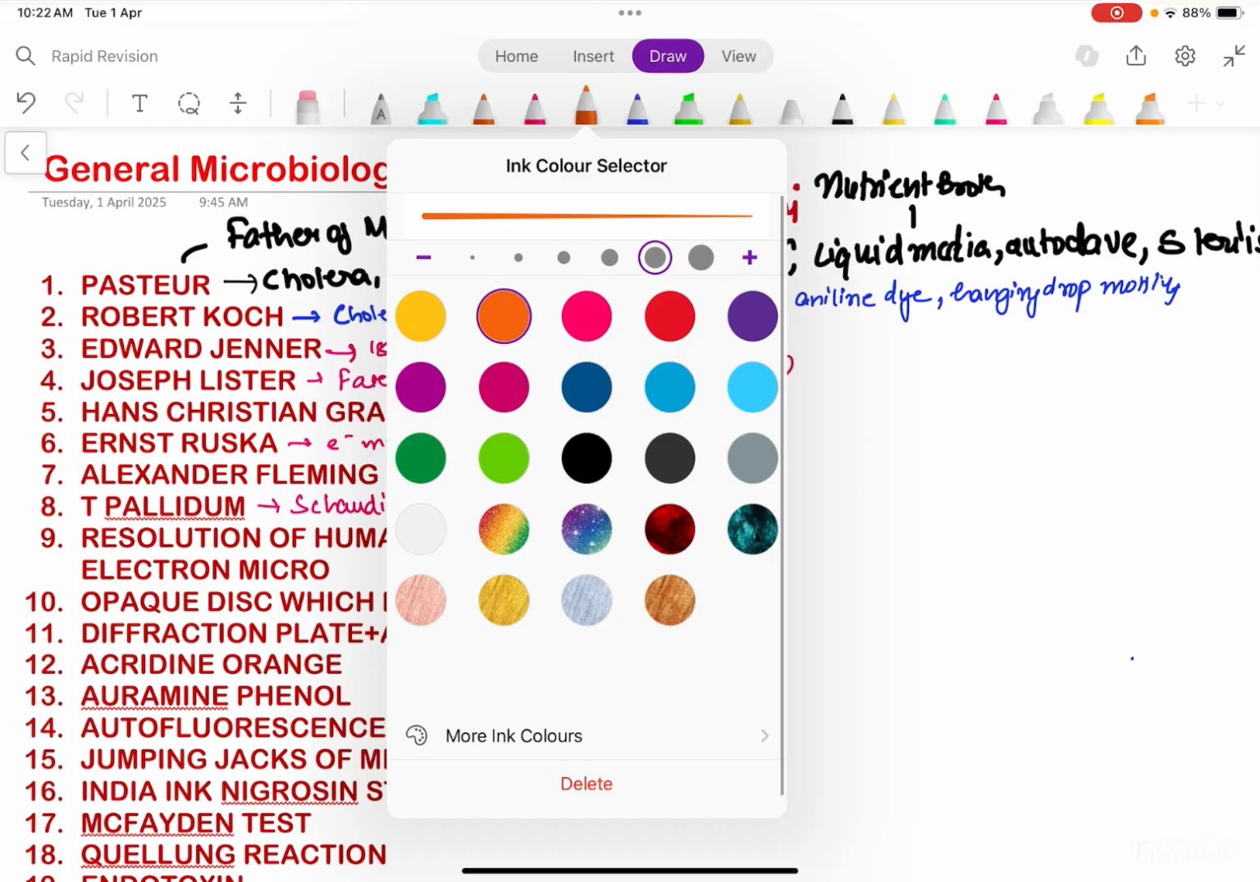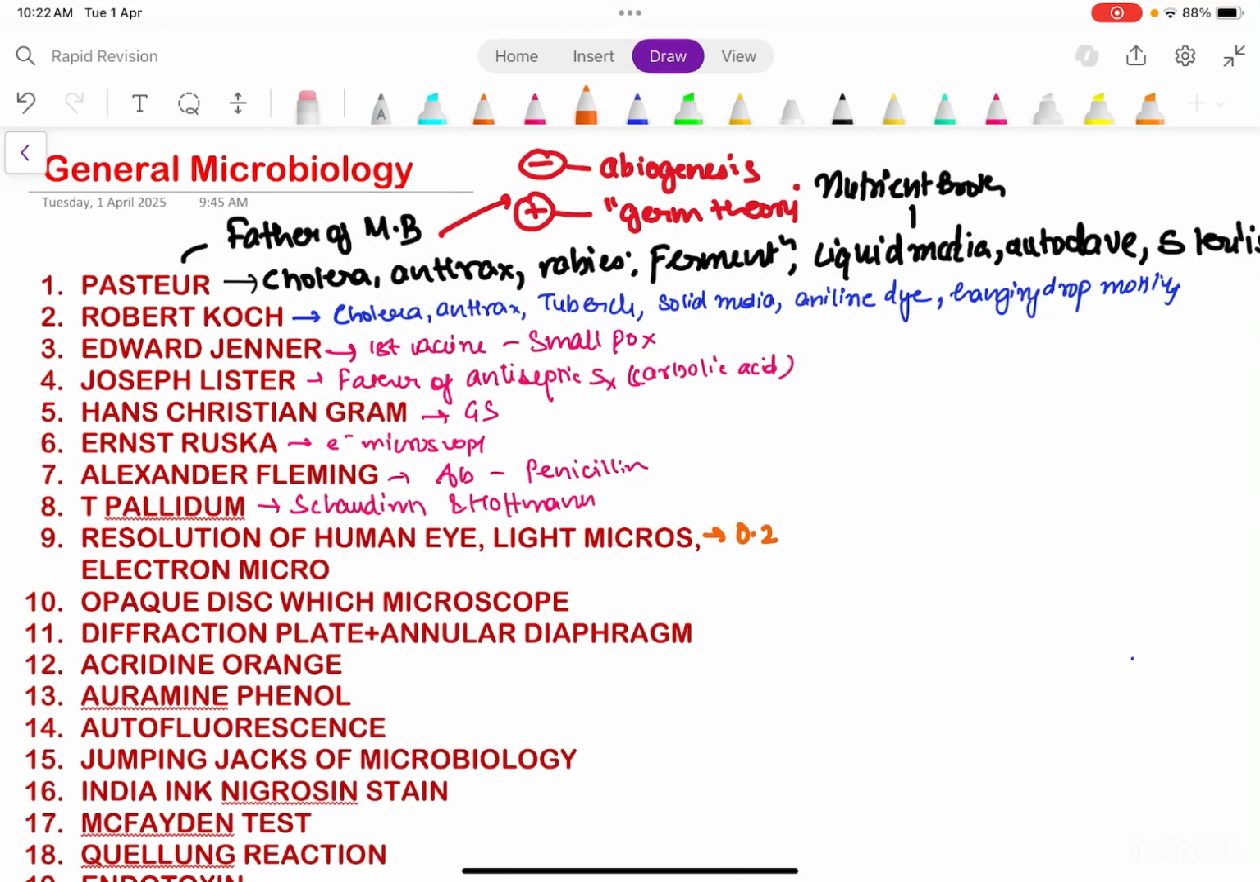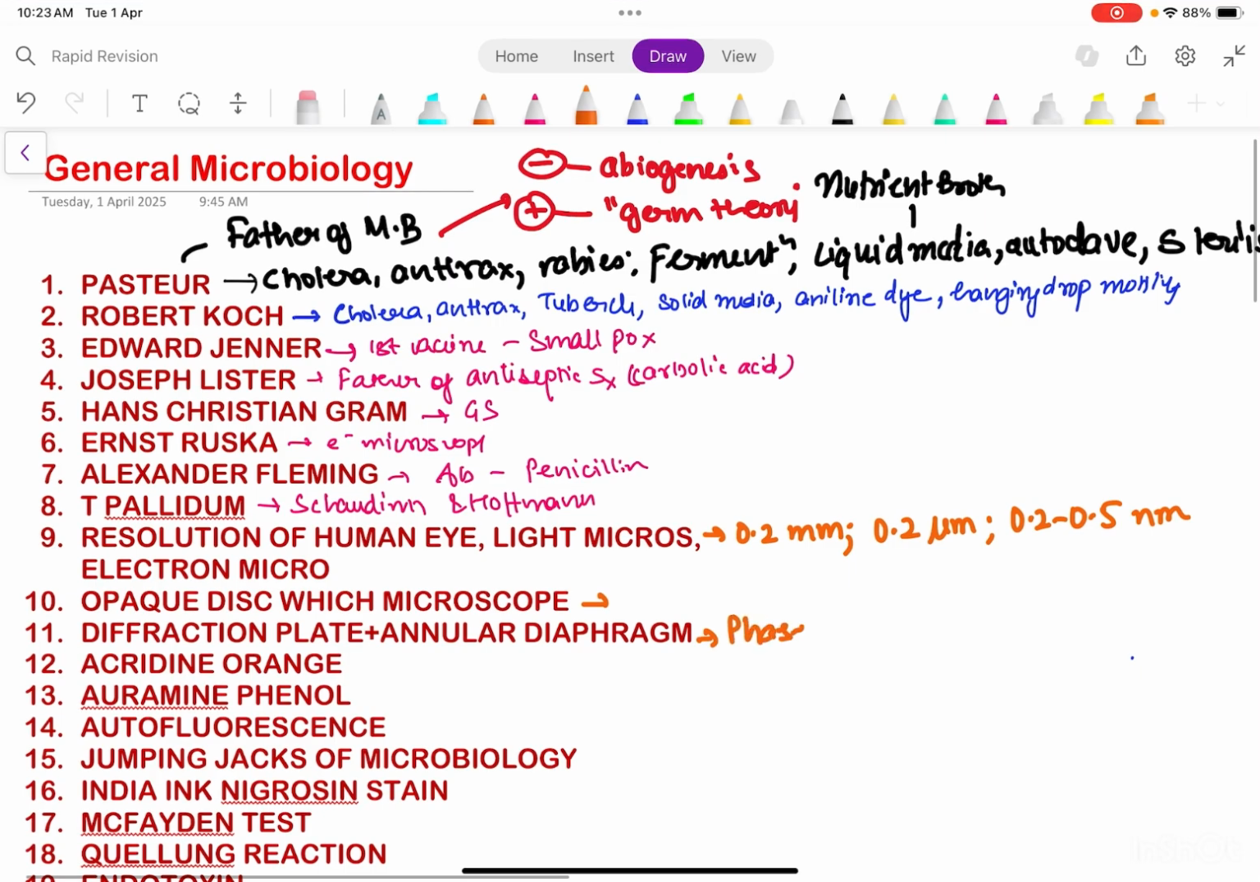Now they sometimes ask the resolution of the human eye and so on. The human eye is 0.2 mm, the light microscope is 0.2 micrometer, and the electron microscope is 0.2 to 0.5 nanometer. Then the opaque disc, diffraction plate and annular diaphragm are used in phase contrast microscopy, and the opaque disc is used in dark field microscopy.